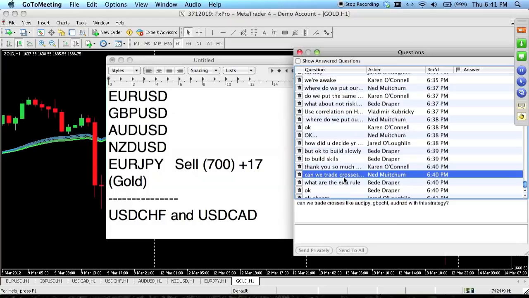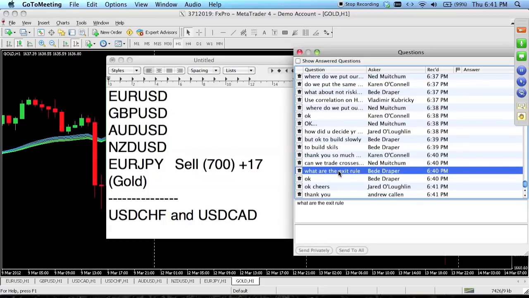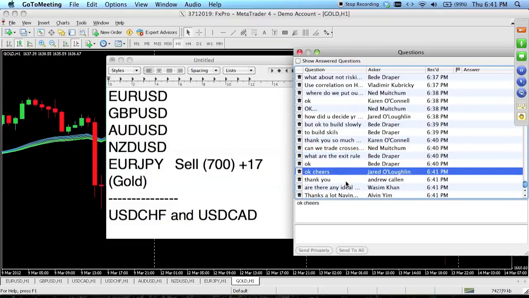Can we trade crosses? Yes, you guys can trade crosses as long as the spreads are not too big. What are the exit rules? The exit rules, obviously, once you exit one, the perfect trade, you exit everything else. Jared, thank you, thank you.